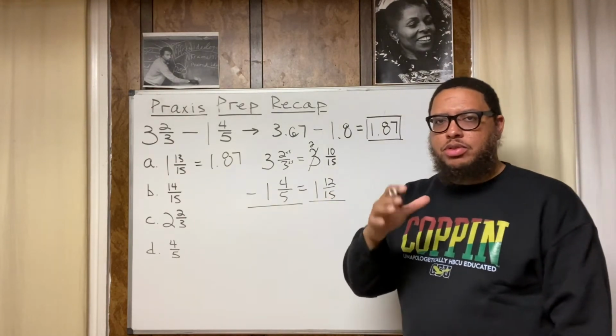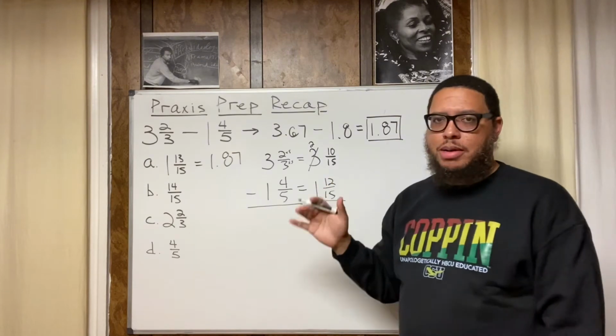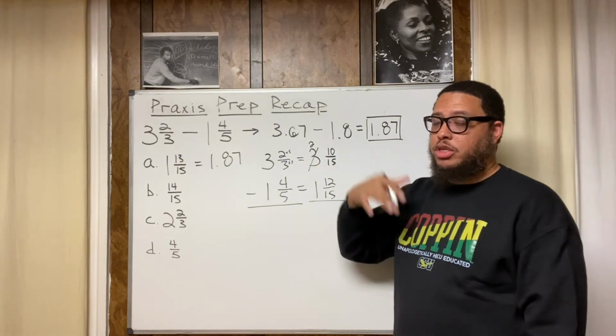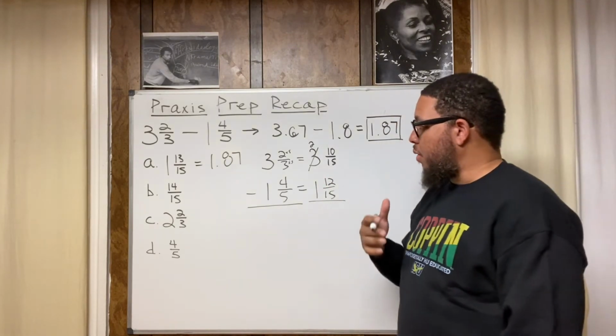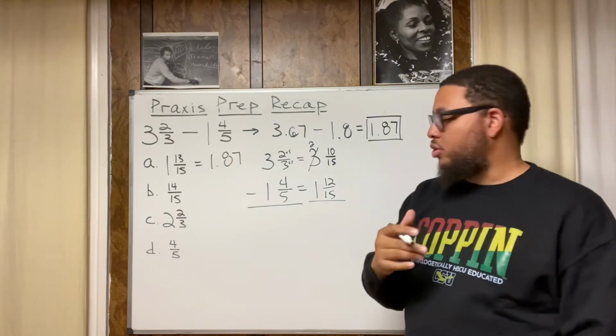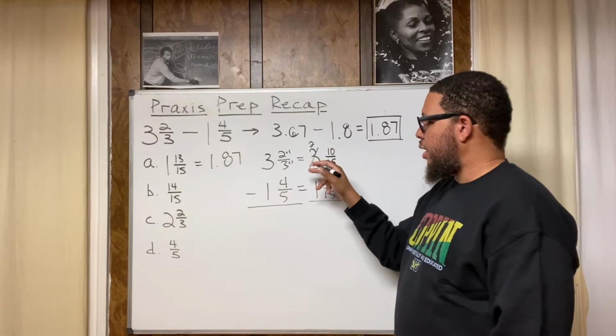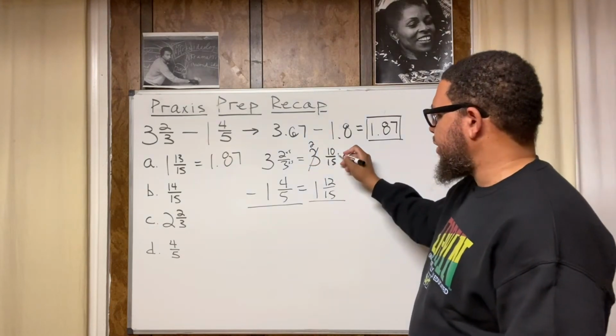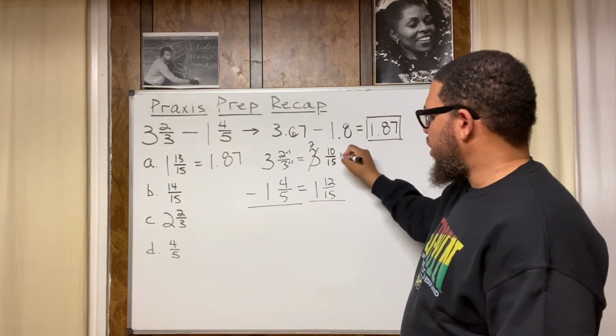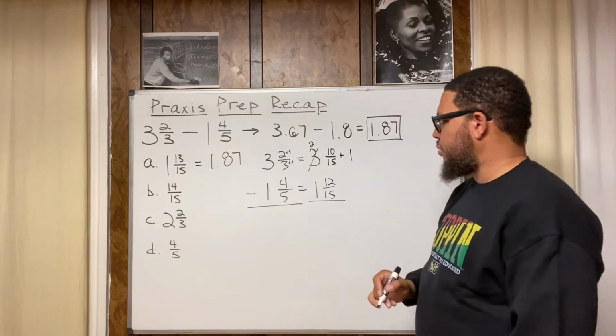A couple of people stayed after class and had a couple of questions about this, and they were excellent questions. It forced me to think more deeply about how to really explain it. So I'm glad that they asked those questions. The 3 turns into a 2, and that 1 gets added to this 10/15. But you can't just add 1 like that, right?